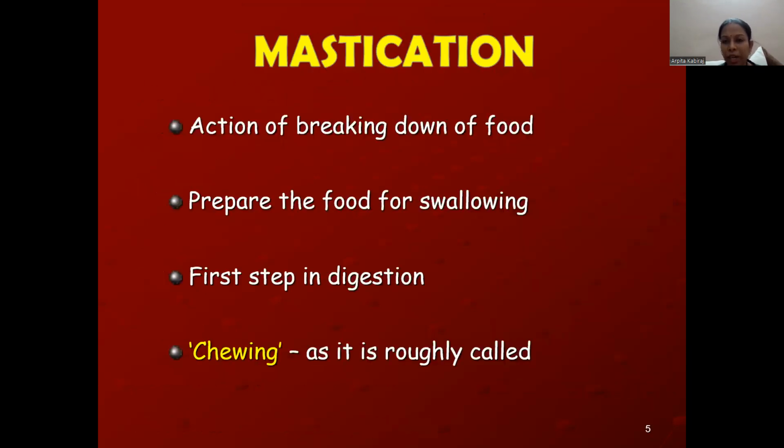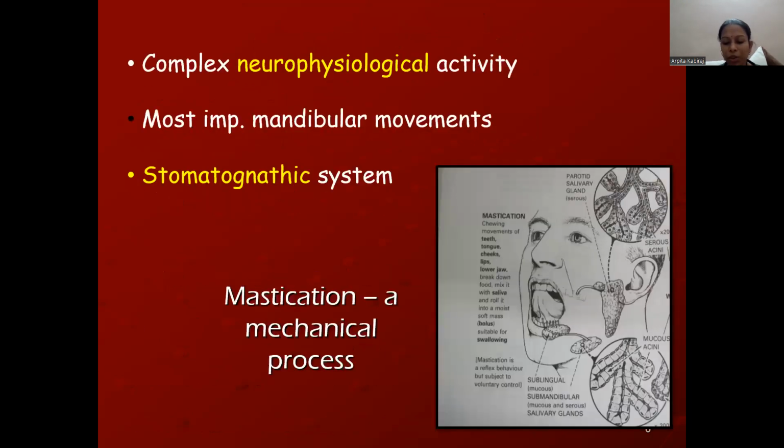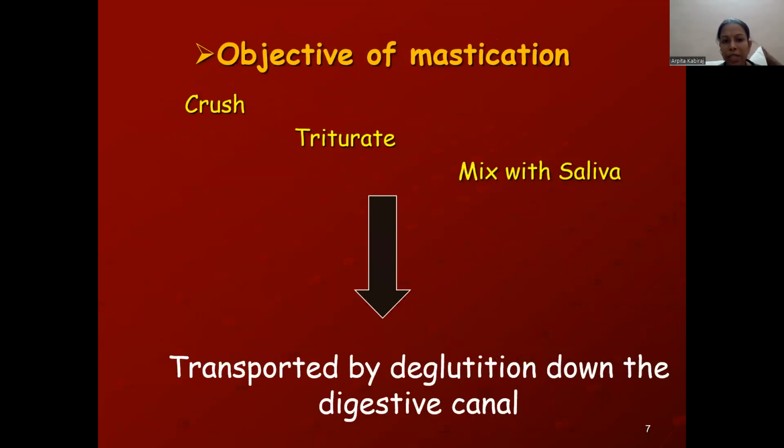Mastication is the action of breaking down food to prepare it for swallowing and is the first step of digestion. Chewing, as it is roughly called, acts in breaking down the food to form a bolus. It is a complex neurophysiological activity. The most important mandibular movement is the masticatory movement, which is based on the stomatognathic system. The objective of mastication is to crush, triturate, and mix the food with saliva, and then it is transported by deglutition down the digestive canal.